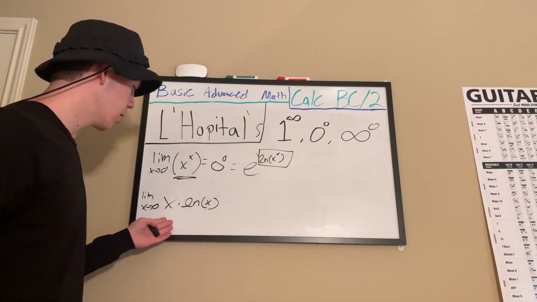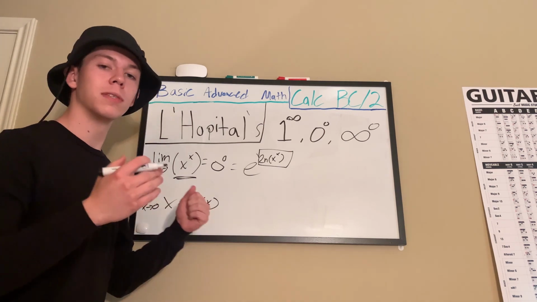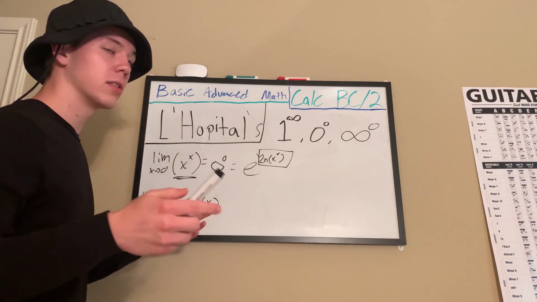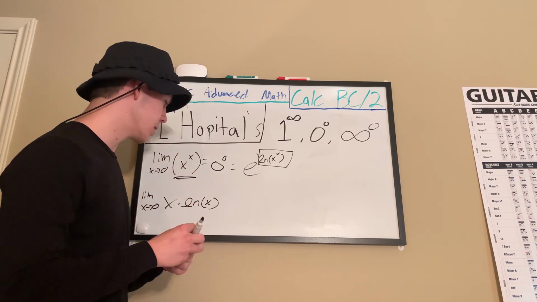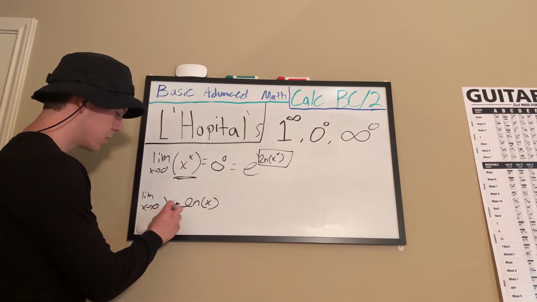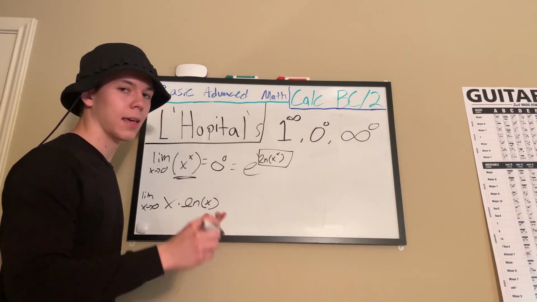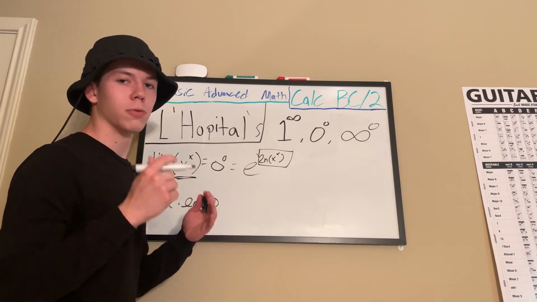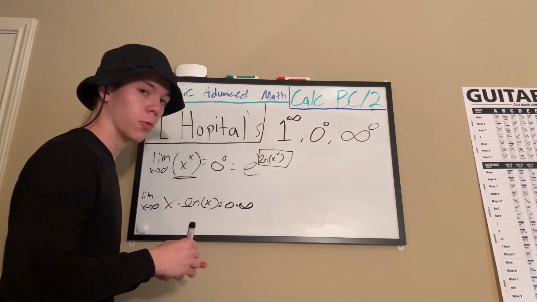Now here's where we are. We have this. Where do we go from here? Oh no, we've seen this before. We saw this just in the last example, and we know what to do because we just solved this. This, as x goes to 0, is 0, of course. This is negative infinity, aka infinity. So we have 0 times infinity.